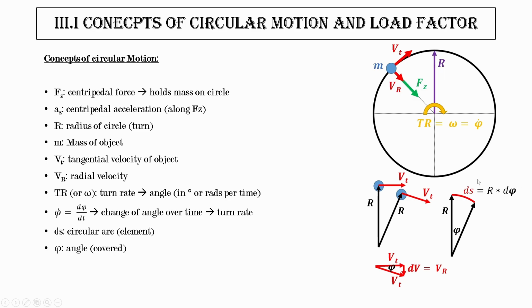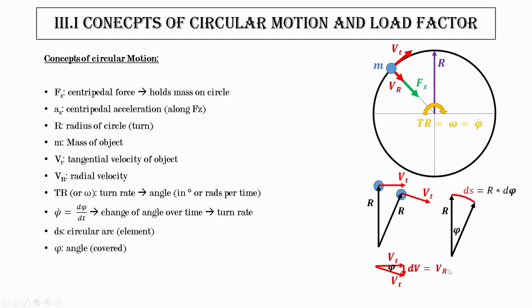Okay, and if you wanted to do larger distances, we just integrate it. We would write integral ds is r times integral d phi. Okay, and then we integrate that equation. We don't have to do that now.